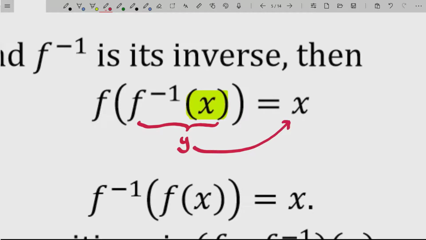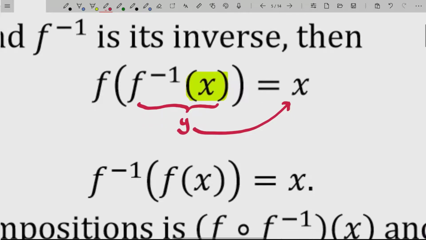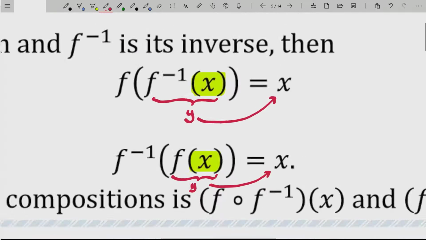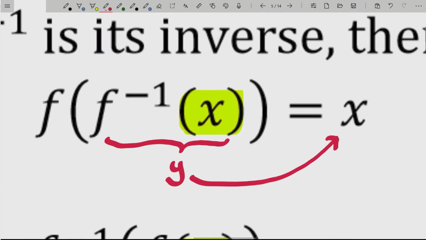And so they undo each other that way. Same thing for the second statement here. If you take an input and plug it into our function f, well, that'll return some output we'll call a y value. The inverse function will take that y value and return you back to the original starting point, which is x. Notice the notation.